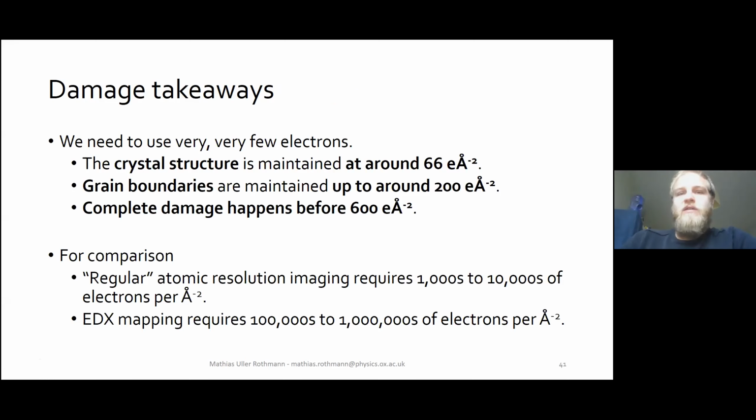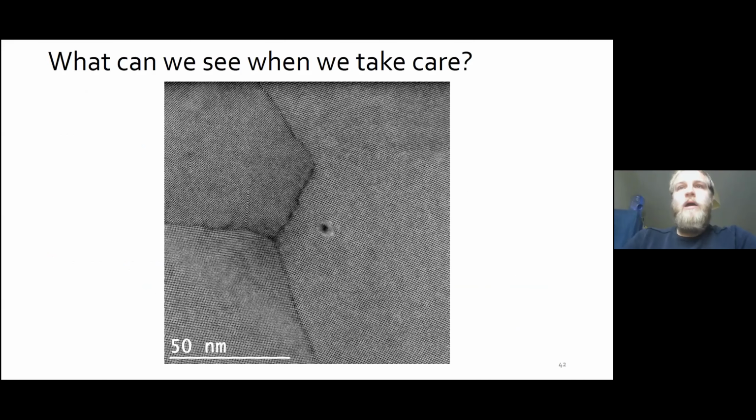So just to compare, if you want to take a regular atomic resolution image, so the one I showed you before, it requires thousands or tens of thousands of electrons per square angstrom. And typically, if you want to do your EDX mapping, the really cool X-ray mapping, it requires hundreds of thousands to millions of electrons per square angstrom. So these are some things we need to keep in mind when we try to figure out what we can actually do. But when we do take really great care, we can see some really, really cool things.